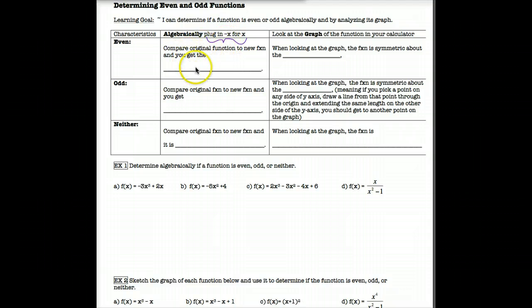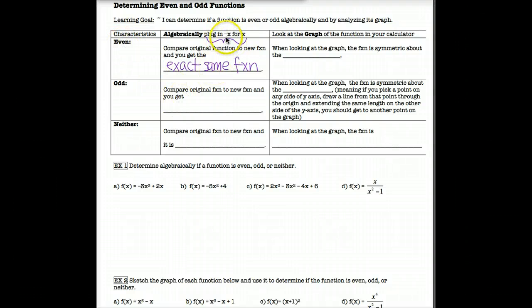Once you've simplified it, you compare your original function to the new function, and I'm using fxn as an abbreviation for function. If when you simplify them you get the exact same function, nothing about it different, no signs different, if it's exactly the same, then that means it's an even function.